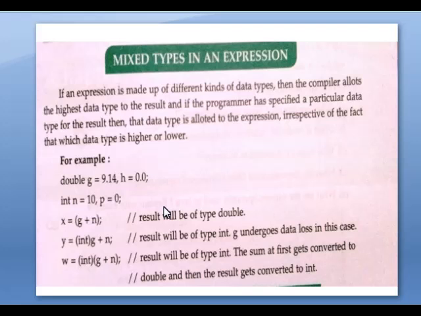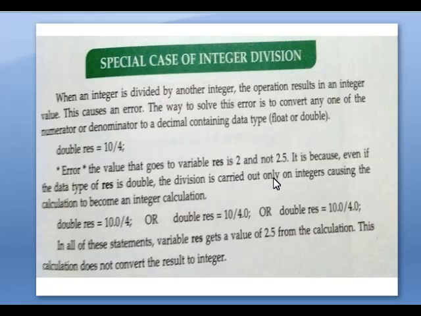The next one is the special case in integer division. When an integer is divided by another integer, the operation results in an integer value. This causes an error. The way to solve the error is to convert either the numerator or the denominator to a decimal containing a different data type.